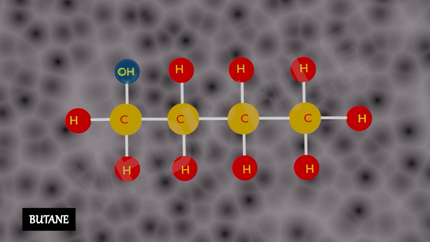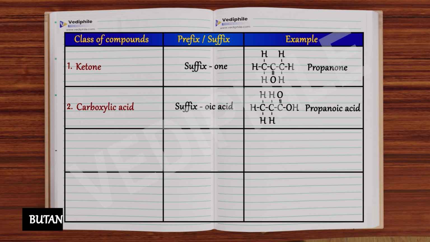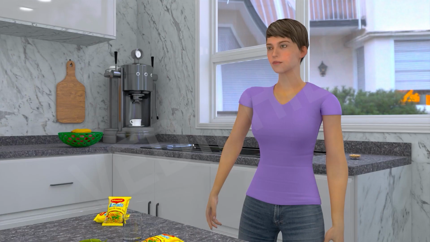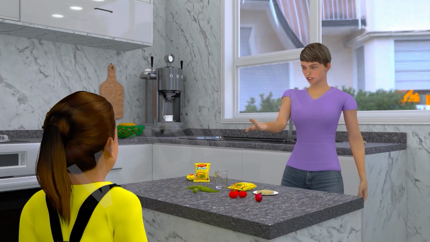Functional group is OH, means alcohol. So the suffix is -ol. So butane plus -ol means butanol. So E is removed and OL is added. Let's go for another compound.